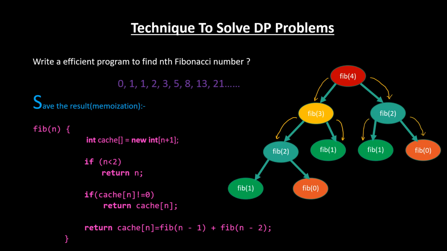and calculate and return. That's why it's called top-down approach. First we'll look at the top. If it's there, just return the result. If it's not there, just calculate it, save it into the cache and return the same.